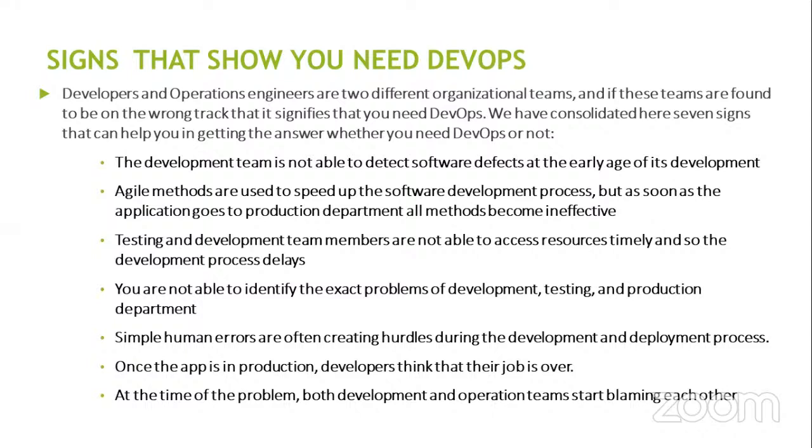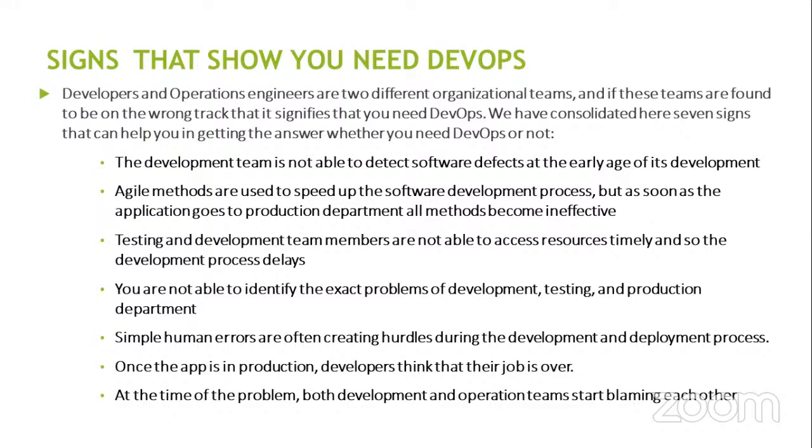In the initial days, we were not able to identify the exact problems of development, testing, and production. Whenever there were simple human errors, and once your app was in production, developers used to think their job was over. It's not the case. Even though your code is live, the job is not over. And everybody was blaming each other.